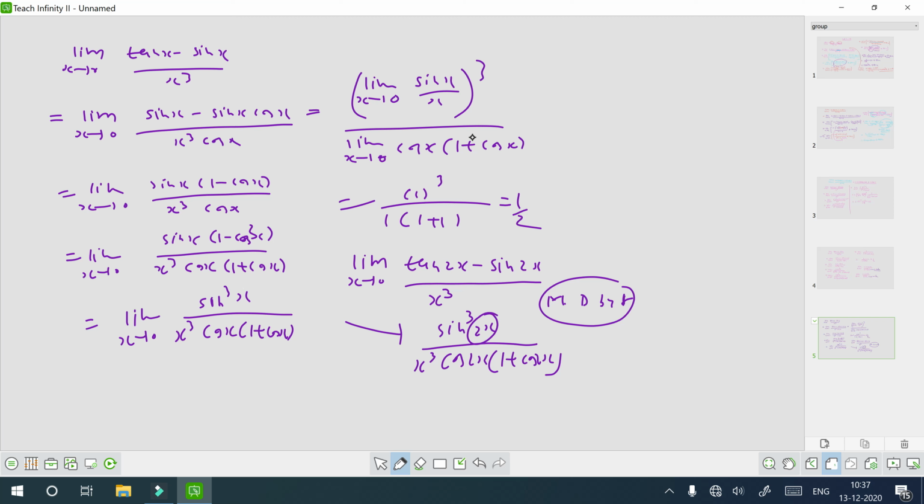Sin cube 2x is there. Here you need 2x whole cube. Yes or no? So multiply and divide by 8 into 8. So 8x cube means what? 2x whole cube. Then you get the answer. What is its answer? The answer is 4 for this example. So I am leaving it for you. Try yourself. Next one.